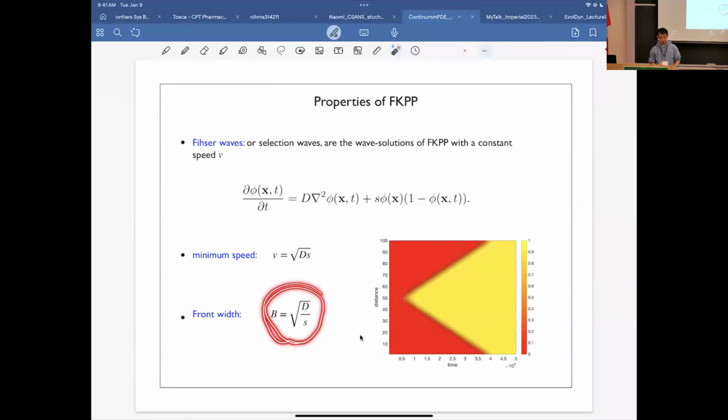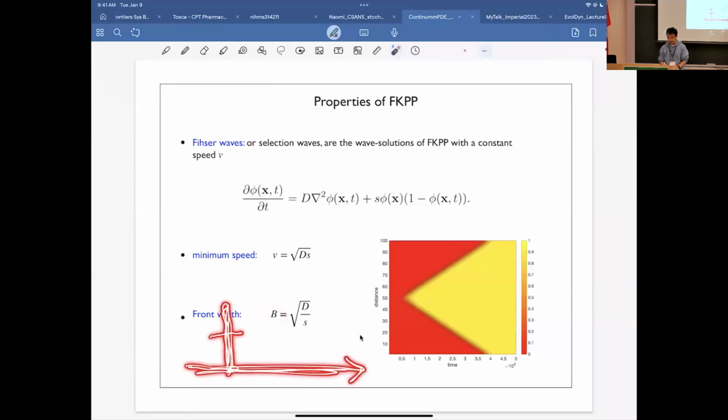And then the other quantity that's often derived is the boundary width. So let's say in one dimension, this is the spatial dimension, this is the fraction of mutants. So I might have something like this, going with the speed, the boundary between the fully saturated areas and zero mutants. This boundary also depends on the two parameters in the model, the diffusion constant and the selection coefficient or selection advantage.